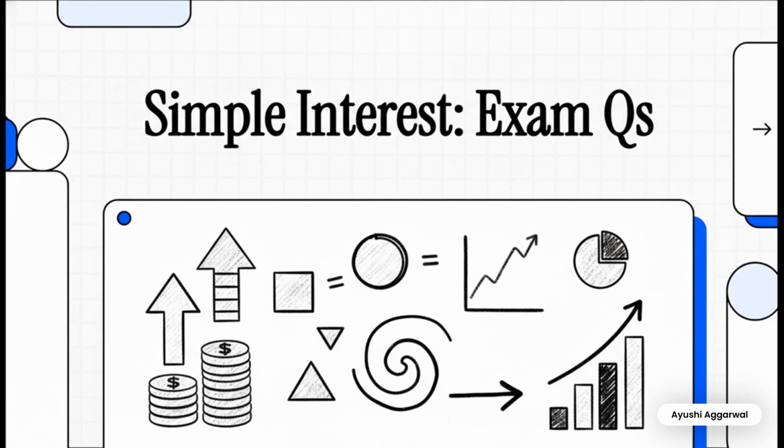But we're not just talking about the basics. We're tackling those tricky exam questions that always seem to eat up way too much of your time. By the end of this, you're going to have the shortcuts to solve them in just a few seconds. So let's get right into it.